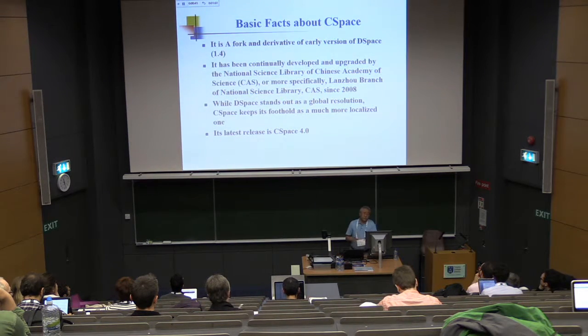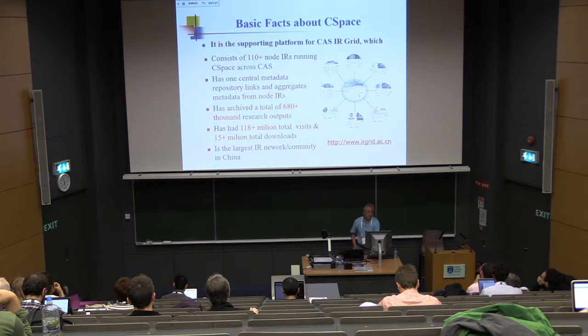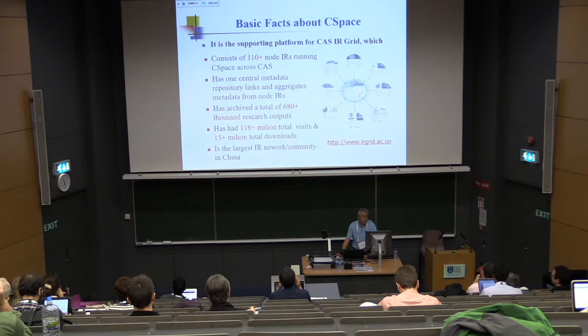In comparison with CSpace and CSpace, we can say that while CSpace stands out as the global solution, CSpace keeps its foothold as a much more localized one, especially in the Chinese market. Now its latest release is CSpace 4. CSpace 4 has many instances in China. It is the main supporting platform for KSR Grid.